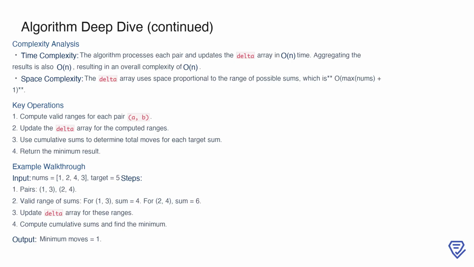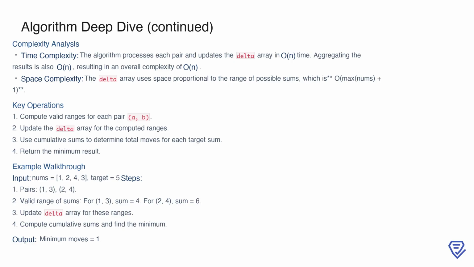For space complexity, the delta array requires space proportional to the range of possible sums, which is O(max(nums) + 1). The algorithm's key operations include computing valid ranges for all pairs, updating the delta array for those ranges, and using cumulative sums to determine the total moves for each target sum. Finally, we return the minimum result.